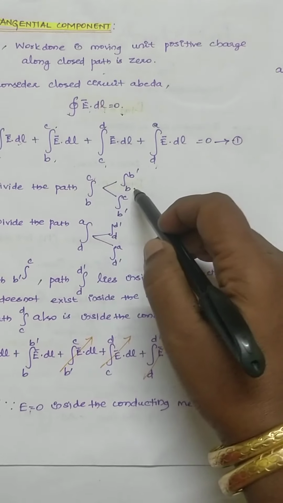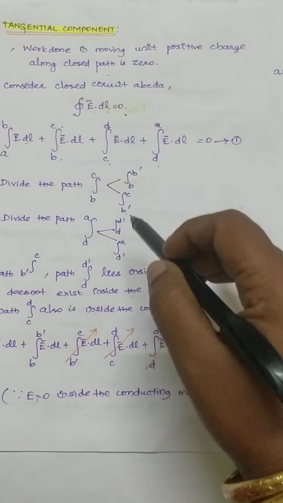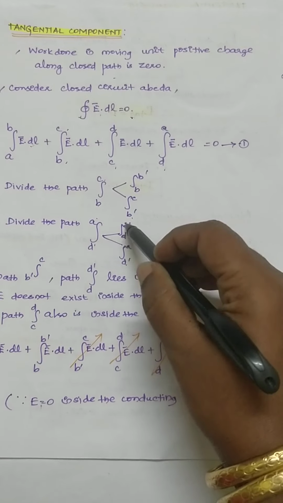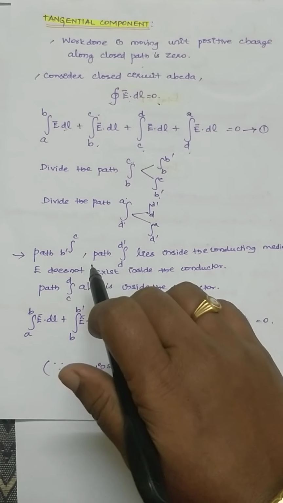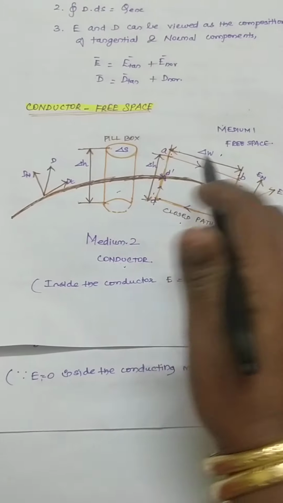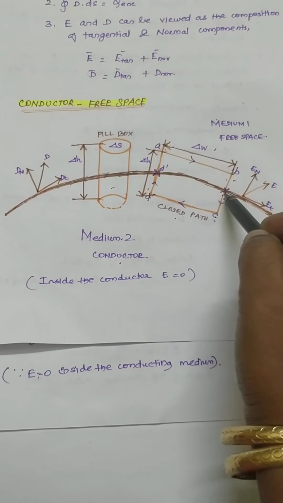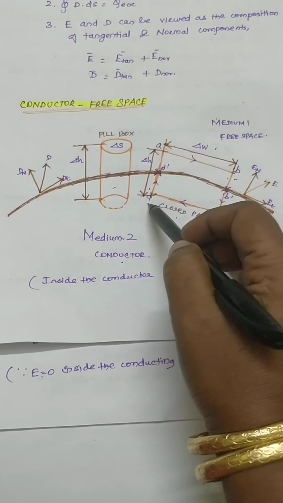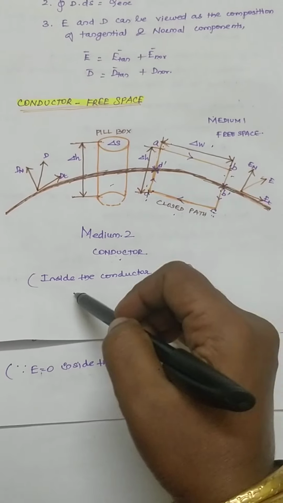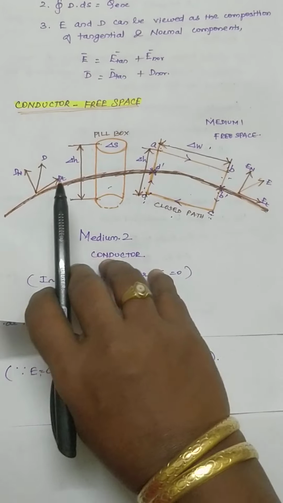B to C is divided as B to B dash to C. Same way, D to A as D dash to A, D to D dash. Now for the paths inside the conductor, come back to the diagram. B dash to C, C to D, D to D dash. All these three paths are inside the conductor. So inside the conductor E is equal to 0.